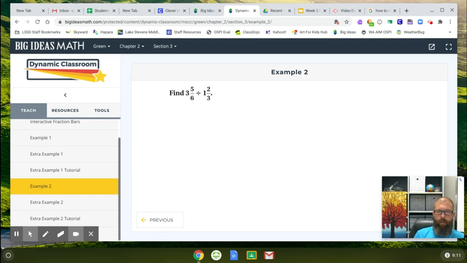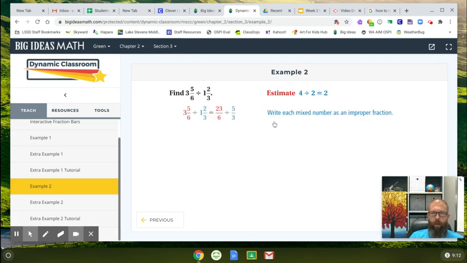Hey, welcome back. Now we're looking at example 2, and now they're throwing two mixed numbers at us. The only extra step is we have to change both mixed numbers into improper fractions. And then instead of dividing, we flip and multiply. So let's take a look here. Estimation: you can round this to 4 and round this to 2, and your answer should be right around 2 when you get done.